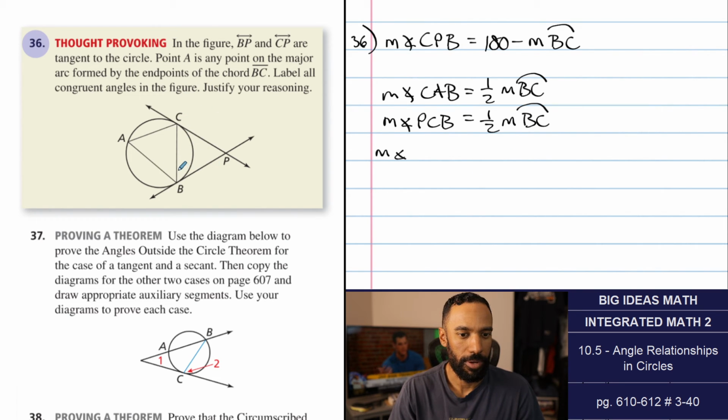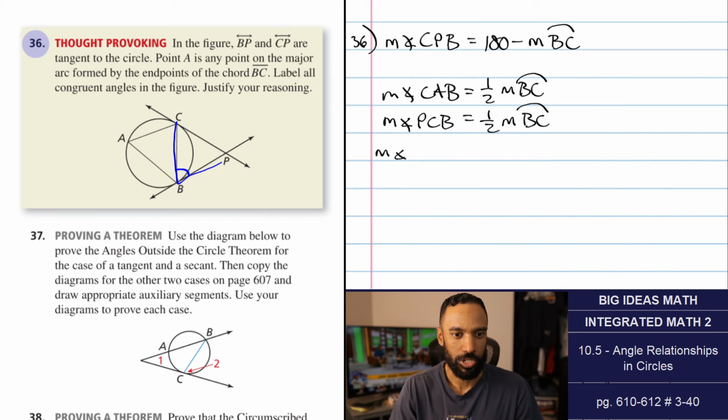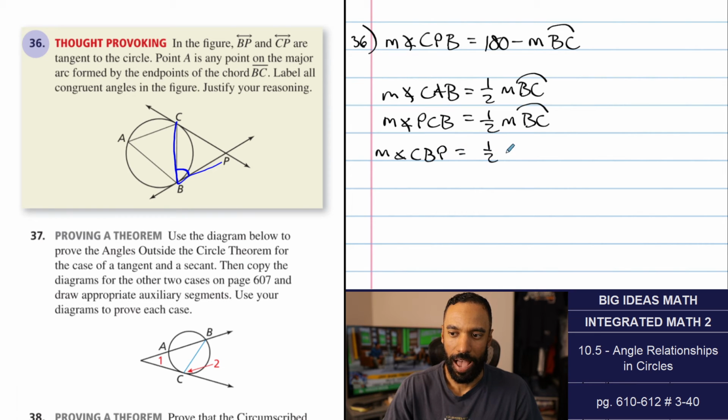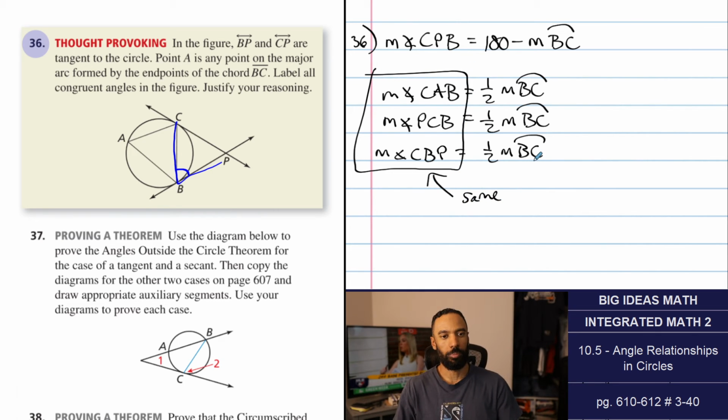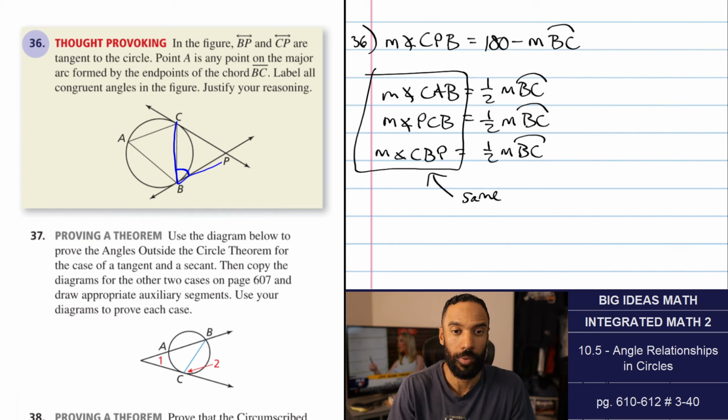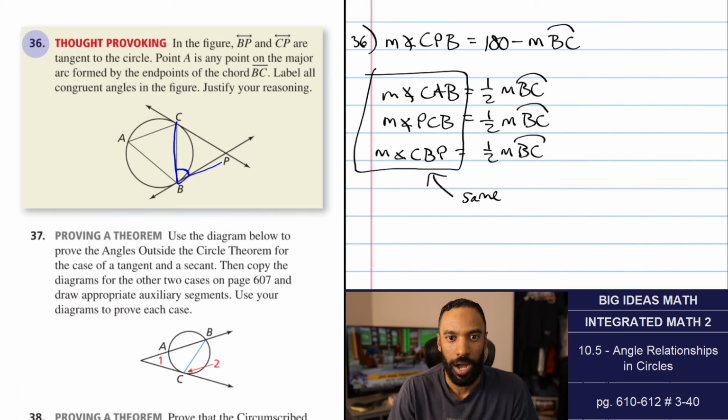I thought they were going to talk about the measure of angle P more. I don't think so anymore. This guy is also half the measure of that intercepted arc there. So the measure of angle CBP is also half the measure of arc BC. So those are all the same. I don't know if any other ones are. I was looking at the measure of angle P. It looks different from A. There's no reason I could guarantee it was the same. So those three look the same.